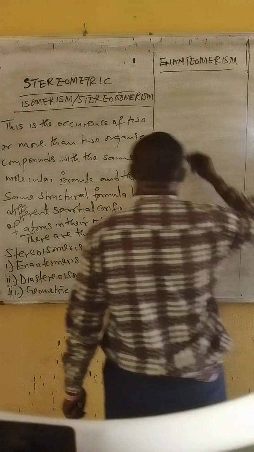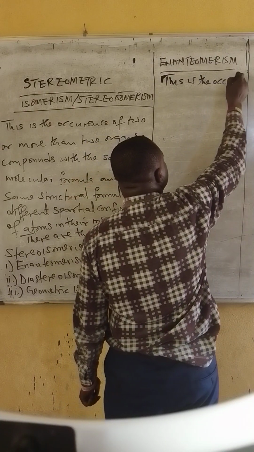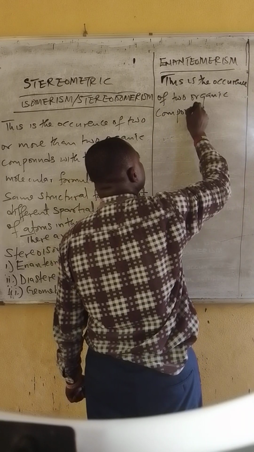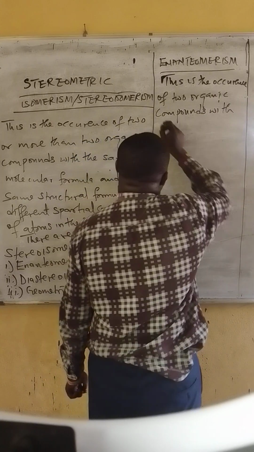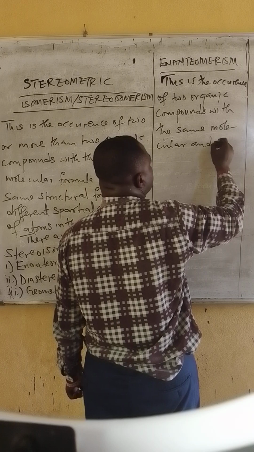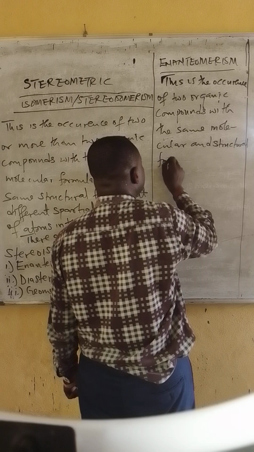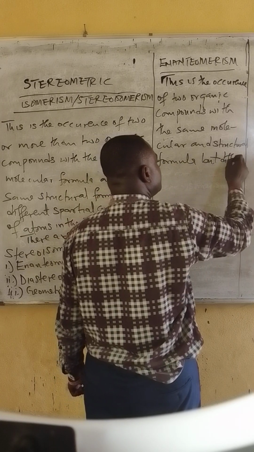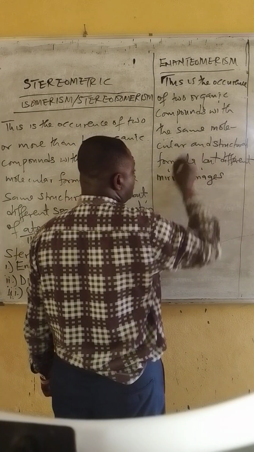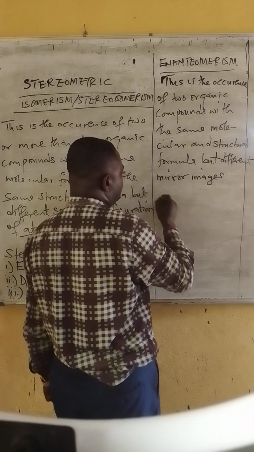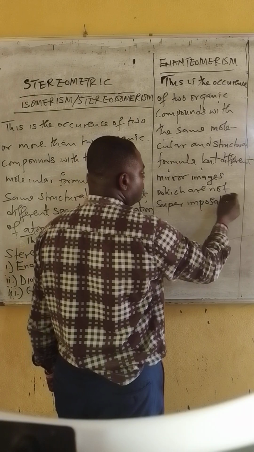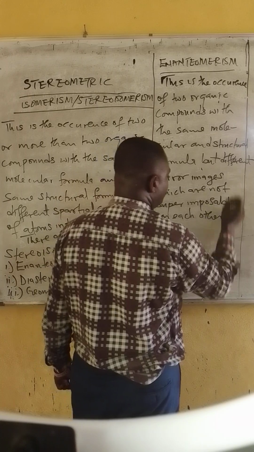Now, when we're talking about this, it is the occurrence of two organic compounds with the same molecular and structural formula, but different mirror images which are not superimposable on each other.